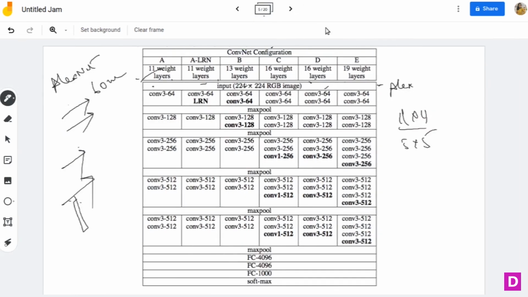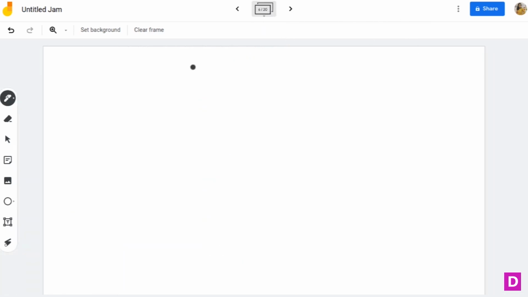They found out that instead of using one 5 cross 5 layer, we can use 2 3 cross 3 layers. The output is the same, it is not changing. The 5 cross 5 is equivalent to 2 3 cross 3 layers, but these 2 3 cross 3 layers actually reduce the number of parameters. How? Let us look here.